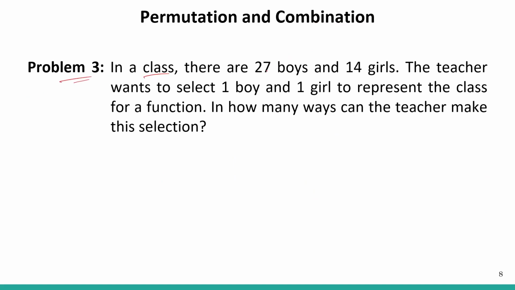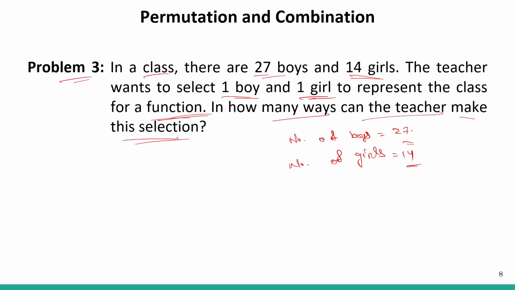In a class there are 27 boys and 14 girls. So the number of boys is equal to 27, and the number of girls is equal to 14. The teacher wants to select one boy and one girl to represent the class for a function. In how many ways can the teacher make this selection?